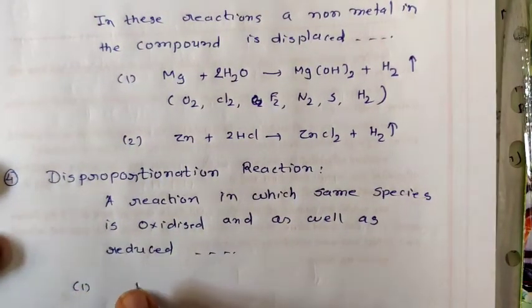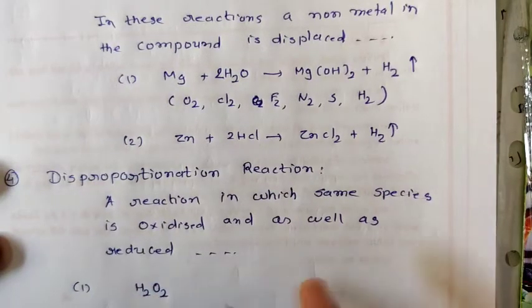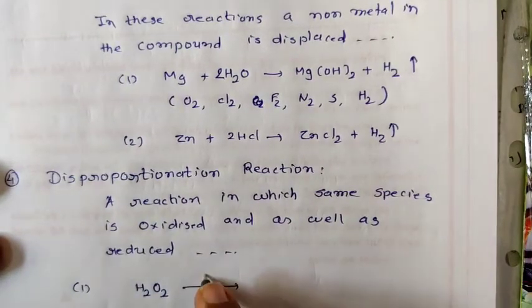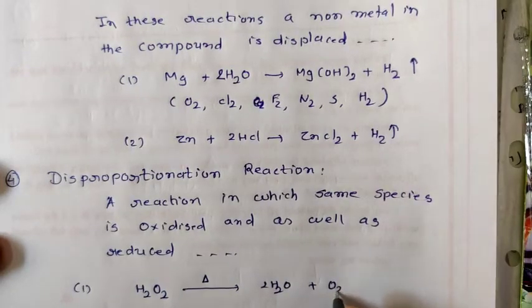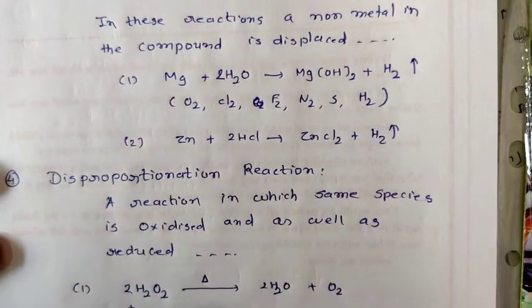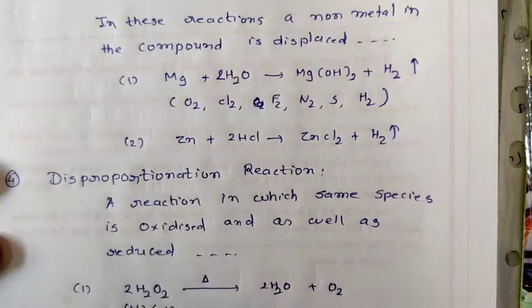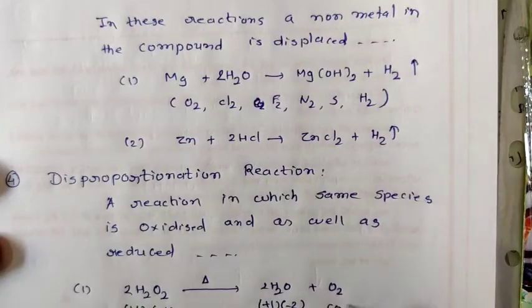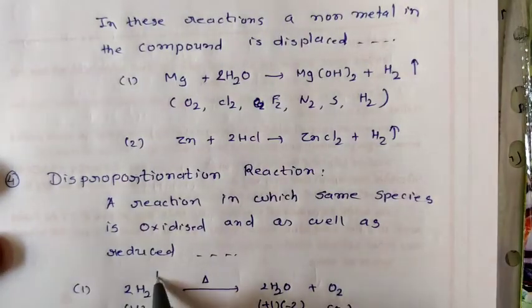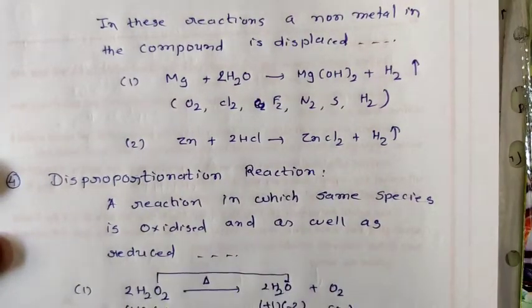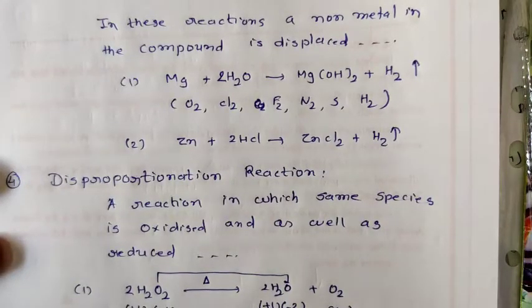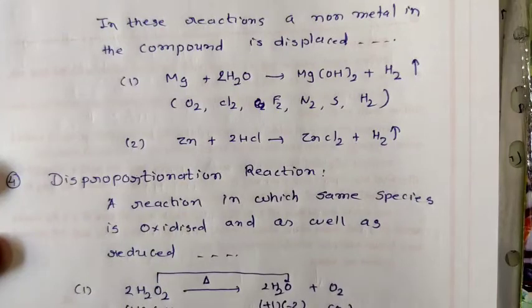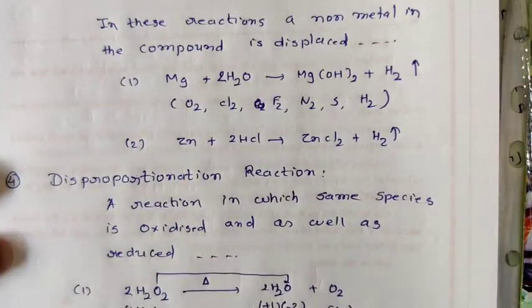Just we have an example about this important point. H2O2 after heating gives us H2O plus O2. Here hydrogen plus 1, oxygen minus 1, hydrogen plus 1, oxygen minus 2. In this side oxygen 0. Just see, oxygen minus 1 to minus 2, and the other side oxygen minus 1 to 0.